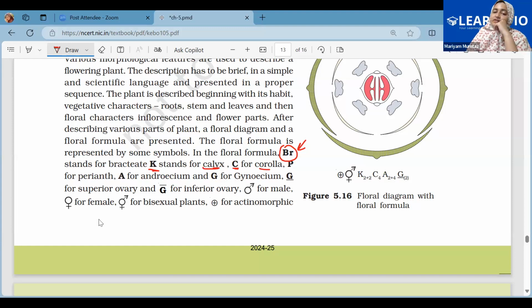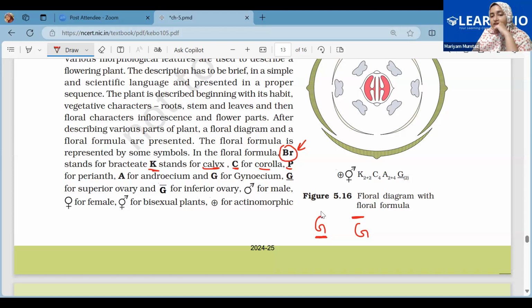And just in case the flower has a perianth, you'll write P for the perianth. Capital A is for androecium and G is for gynoecium. And whenever you want to say that the gynoecium is superior, you'll do it like this. And when you want to say the gynoecium is inferior, you'll do it like this. So whenever the gynoecium is present above the dash, when it is underlined, then it means that the gynoecium is superior. And when it is present under the dash, it means inferior.